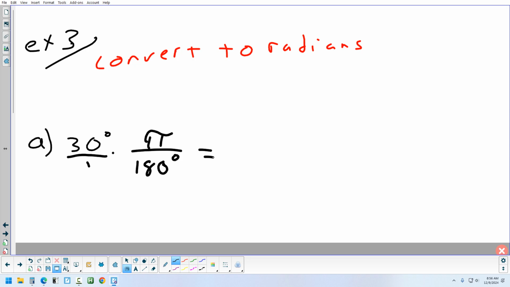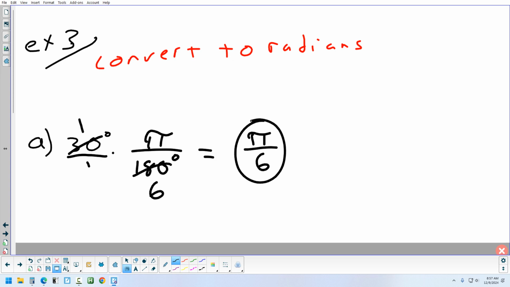Now, generally, when you convert between degrees and radians, you leave the answer exact. All you do is reduce it as much as you can. Pi over what? Over 6. Yeah, 30 goes into itself once, and 30 goes into 180 six times. So that is pi divided by 6.